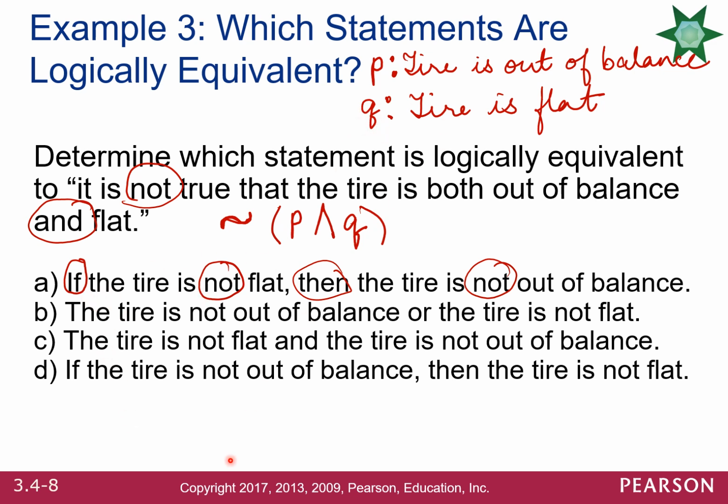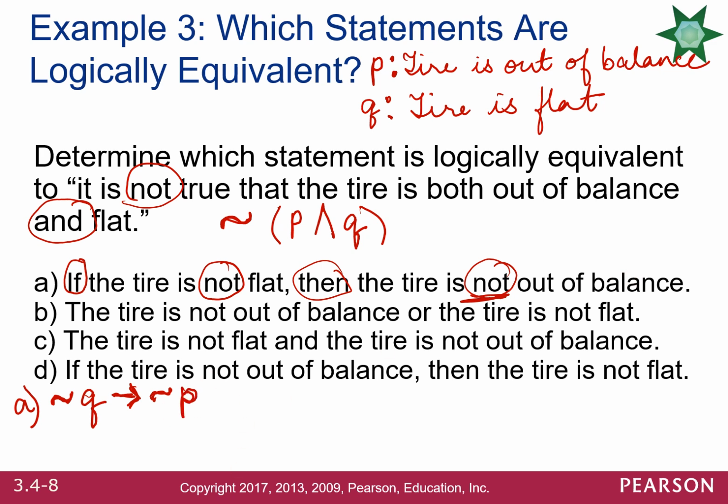So if the tire is not flat, it's going to look like this here. The first part A will be represented as not Q, which has to be written first, followed by the one directional arrow for if then, and then P, but it says not out of balance, so we have to negate P, right? P is that the tire is out of balance, but the statement here says not out of balance, so not P.